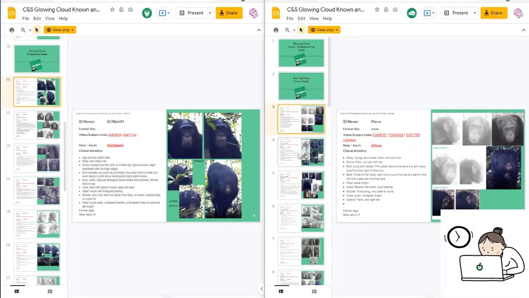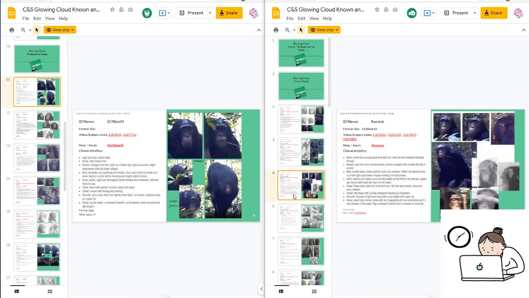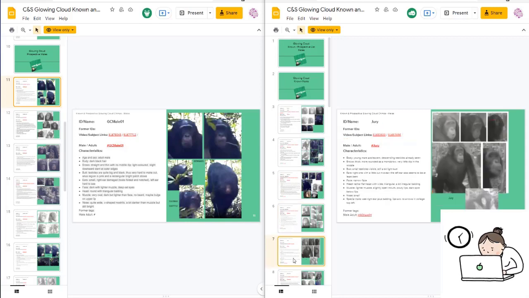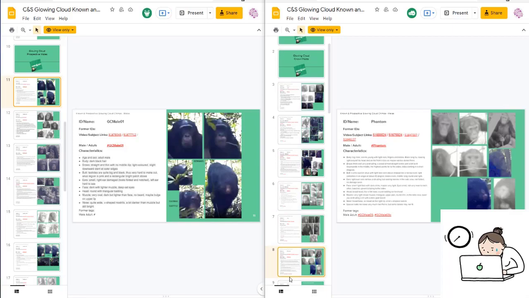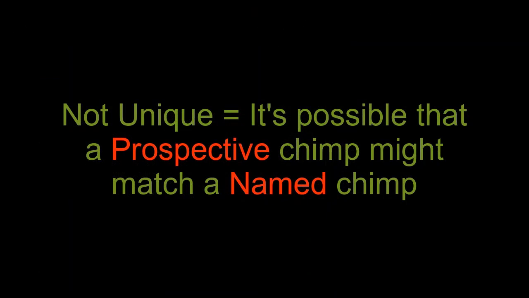When the moderator closed the site to matching, she checked all of the discussions to see if any prospective chimp had been proposed as a match to a named chimp. If anyone had proposed such a match, then that prospective chimp is considered not unique. Anytime there's any chance that two chimps might be the same chimp, we have to make sure we don't count them twice. So, not unique.